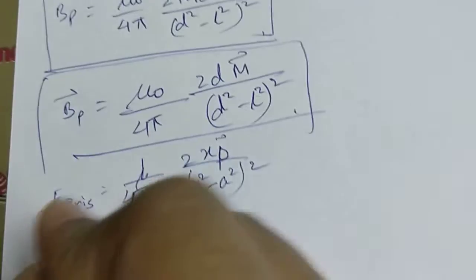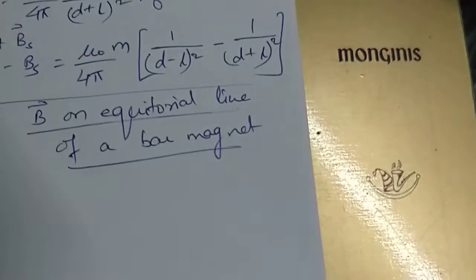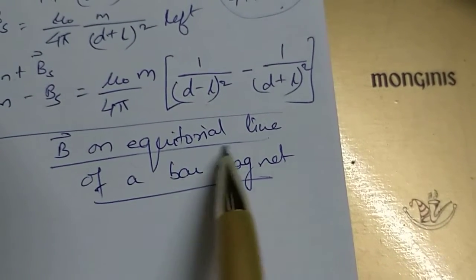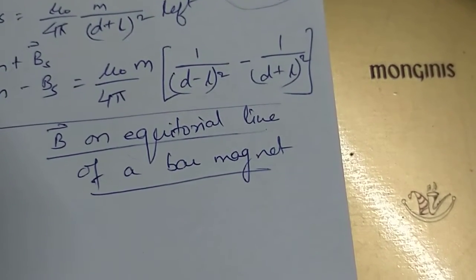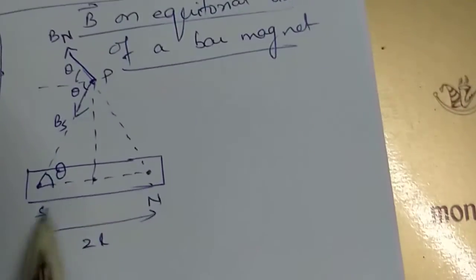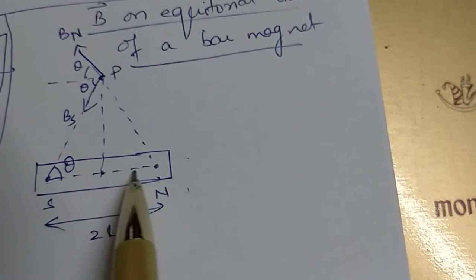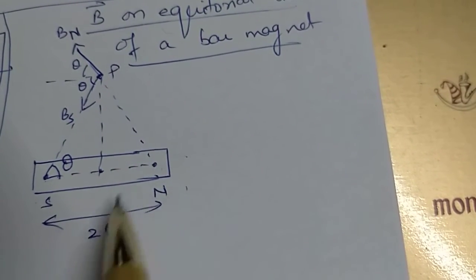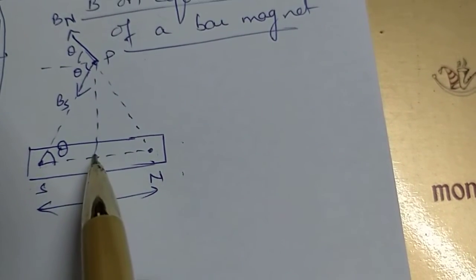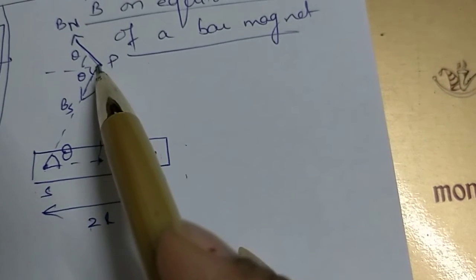This kind of expression we got. So a similar expression we are getting here. Now what about the equatorial? Here is the magnetic field on the equatorial line of a bar magnet. If you see the diagram, it's a bar magnet, south pole, north pole, and here is the axis. The distance between the two poles is 2l, and the perpendicular bisector is the equatorial line. At any point P, we have to find the magnetic field.